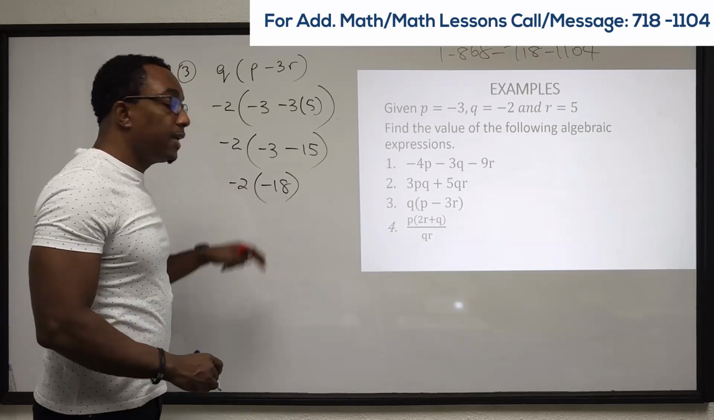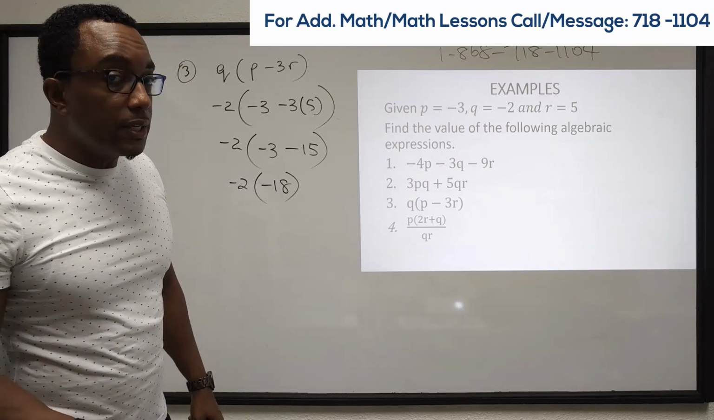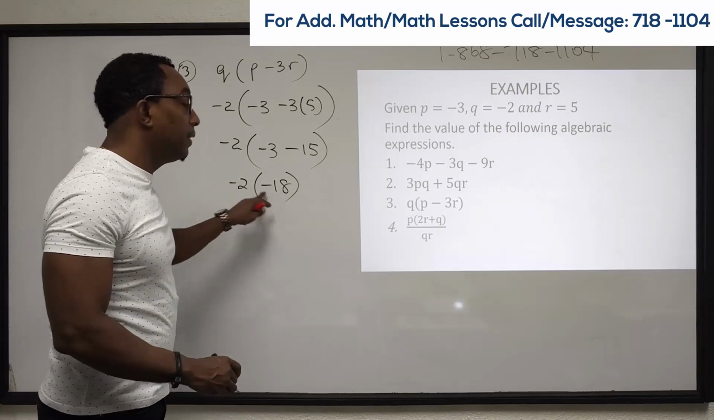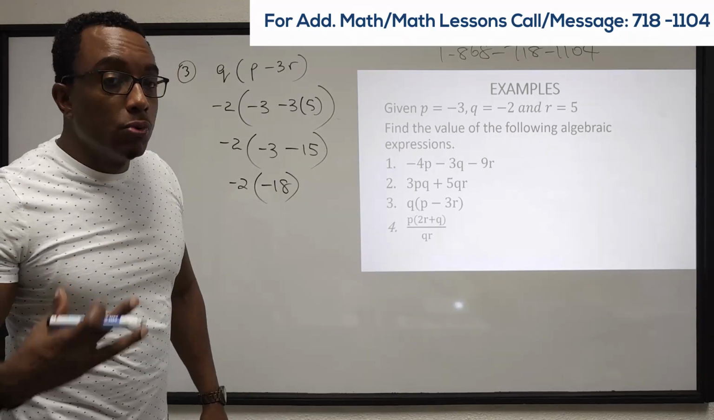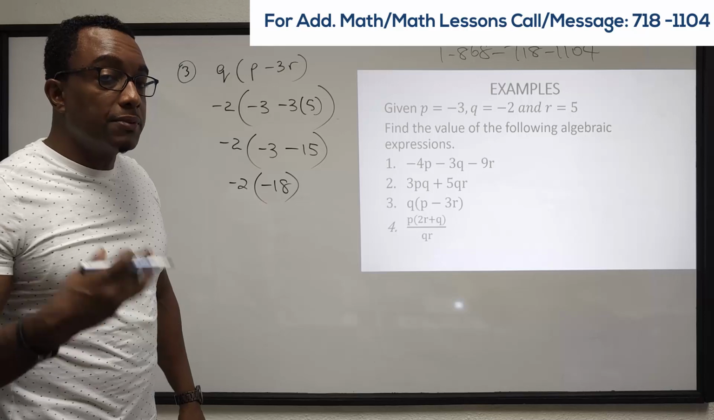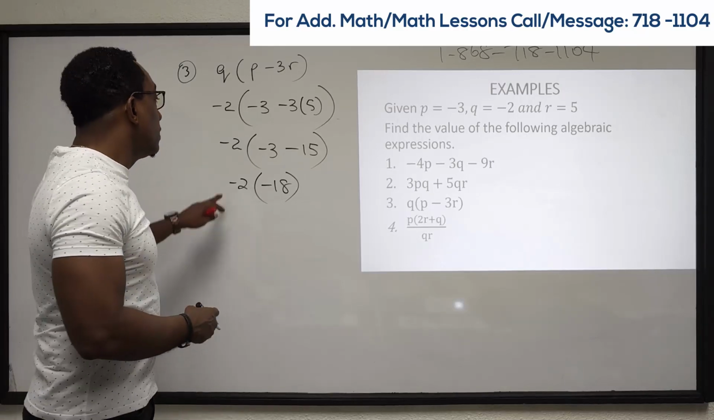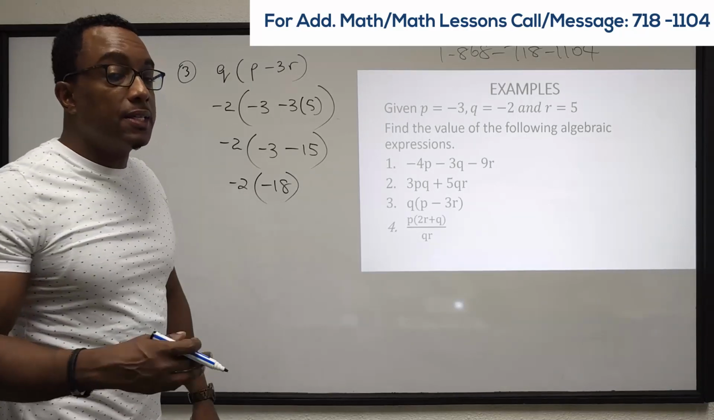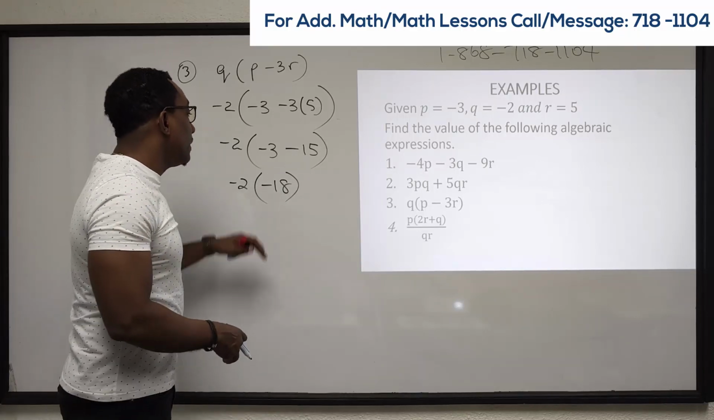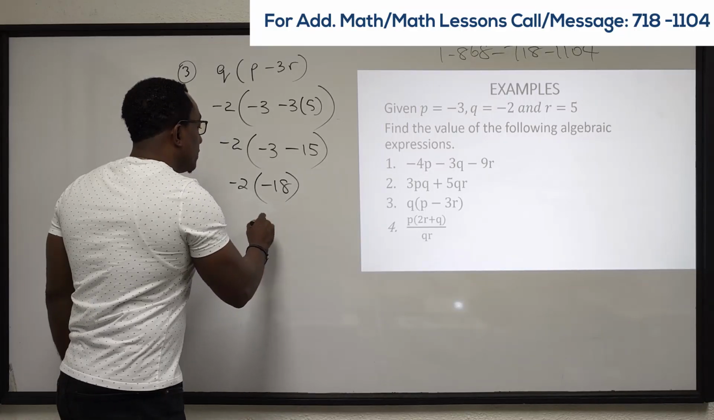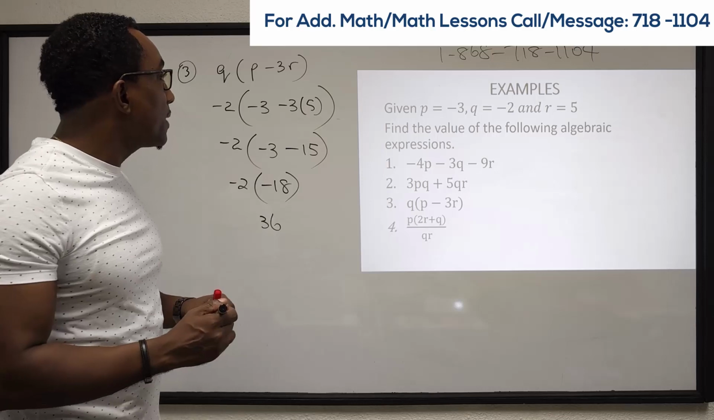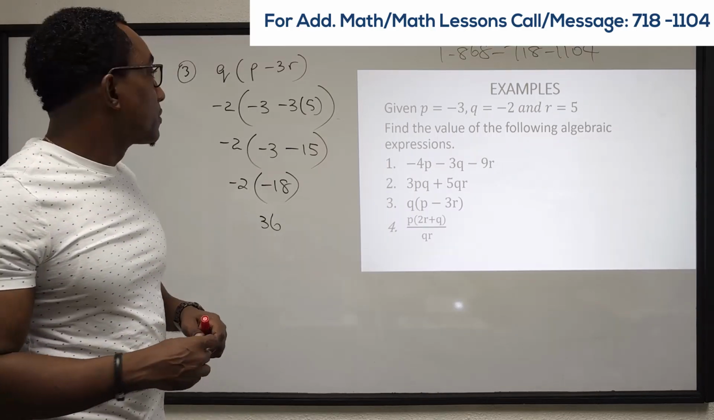So, in this case, we are multiplying negative 2 by negative 18. So if we are multiplying, we are applying our rules of signs for multiplication. So a minus by a minus is a plus. 2 by 18 will give us 36. So our answer here will be positive 36.